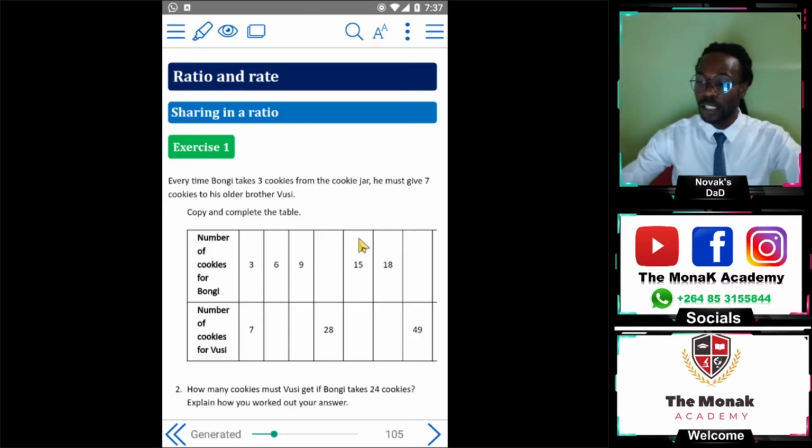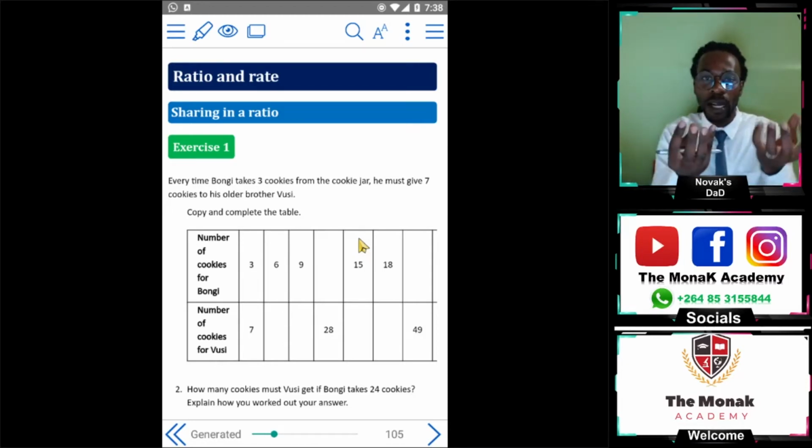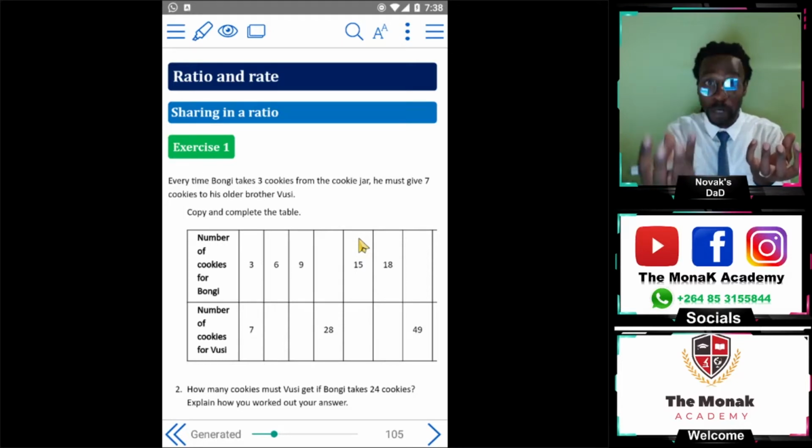So let's start with ratio and rate. What is ratio? Think of ratio in a very simple way, like sharing. Whenever you talk about ratio, you are just talking about sharing in some form of units, in some form of portion, if I can say.